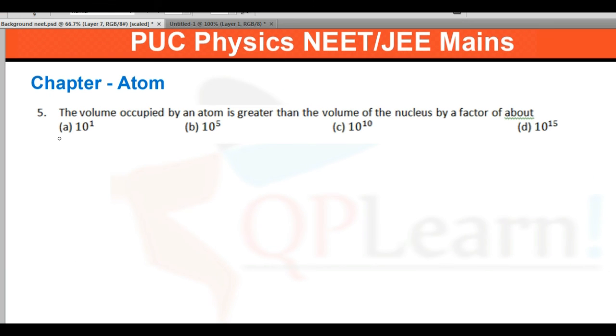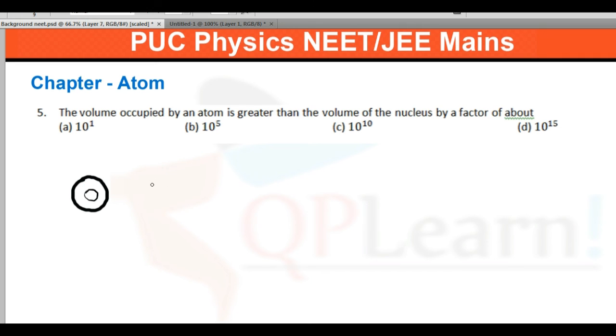The fifth question is: the volume occupied by an atom is greater than the volume of the nucleus by a factor of about. That we have to calculate. Here the options are 10 to the power of 1, 10 to the power of 5, 10 to the power of 10 and 10 to the power of 15. So just remember, what is the structure of the atom? The atom is a sphere, and the nucleus inside is also a sphere.